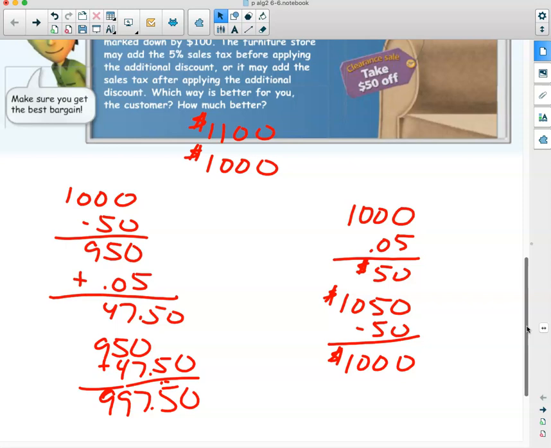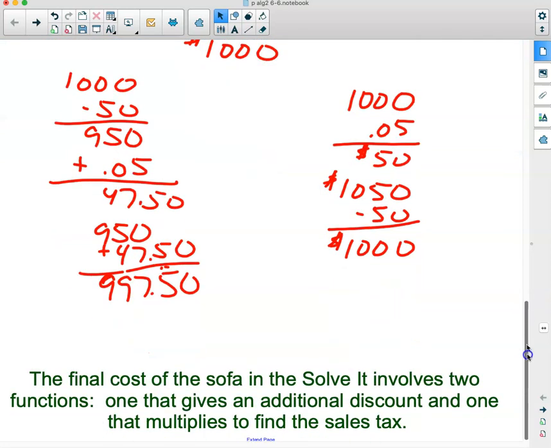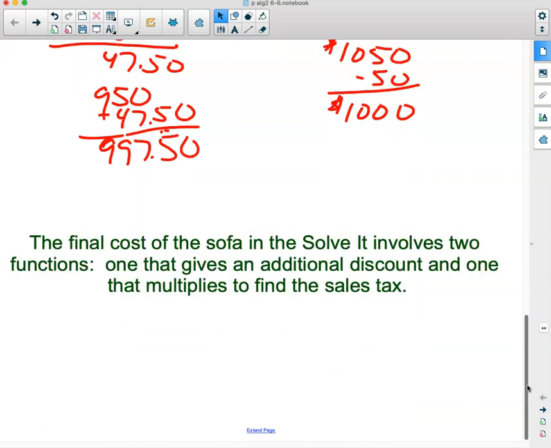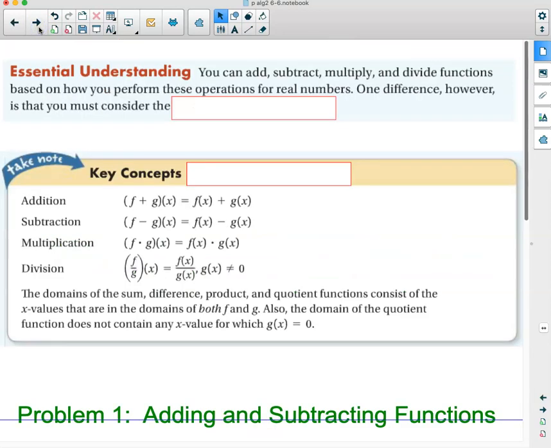And that's kind of, like I said, I'm going to end with talking about the IZOD example today, and tomorrow will be more about that, being an educated consumer. So the final cost of the sofa in the Solve It involves 2 functions. One that gives an additional discount, $50 off, and another that multiplies to find the sales tax. So we have subtraction and we have multiplication, which brings us to the part of the objective we're supposed to do today, which is our essential understanding.